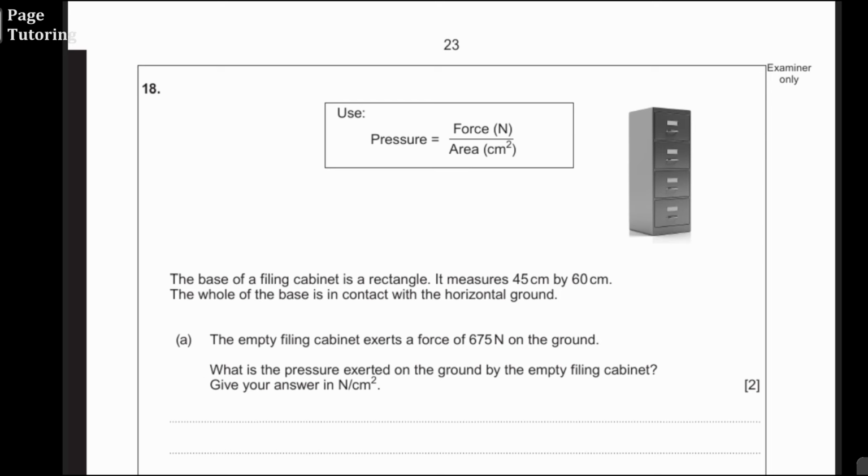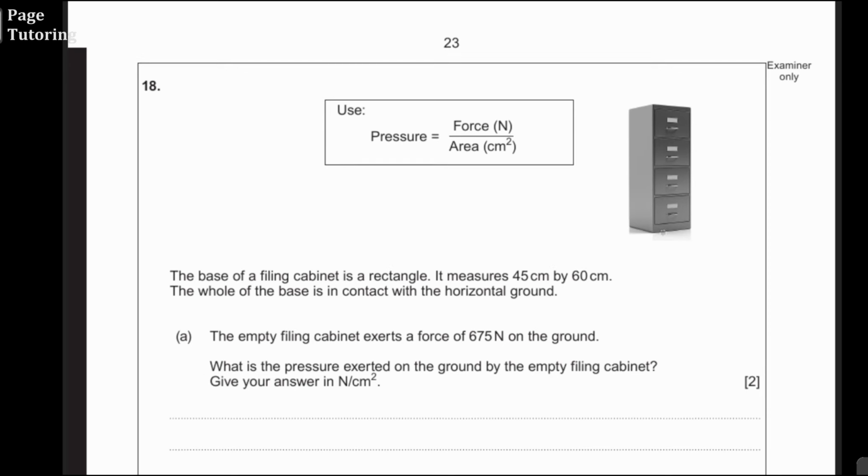So it says the base of a filing cabinet is a rectangle. It measures 60 centimeters by 45 centimeters. And as someone with a physics background, I would just draw that straight onto the diagram. So we know it's 60 centimeters by 45 centimeters. It's going to be a rectangle that kind of looks like that. The whole of the base is in contact with the horizontal ground. So all of this is touching the ground. Then you could draw your sides on, so 60 centimeters, 45 centimeters.